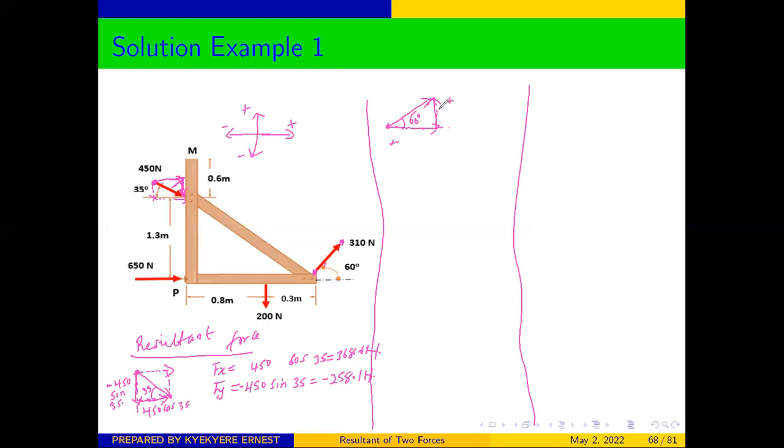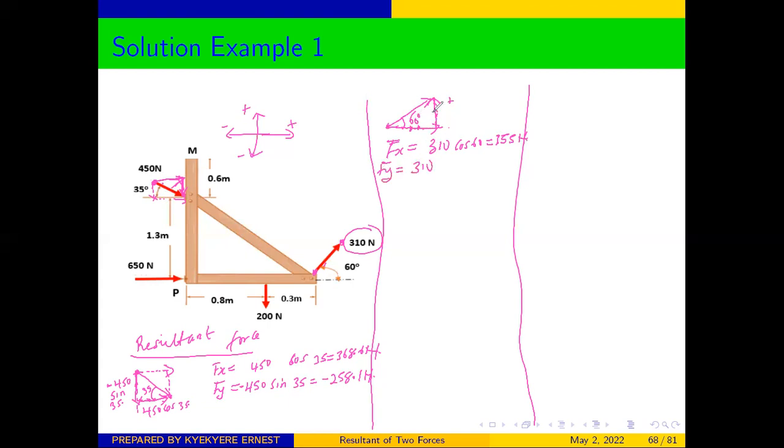So if that is 60 degrees, you can see that the angle is adjacent to our x. So for that force, we know that the value here is 310. So the x component for that force is going to be 310. This side is adjacent to the angle. So cos 60 will be equal to 155 newtons.